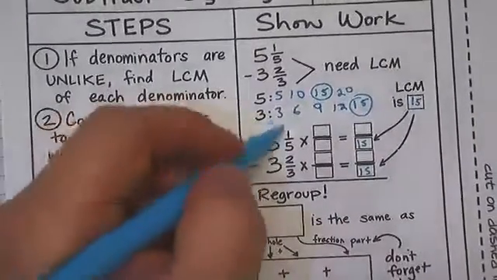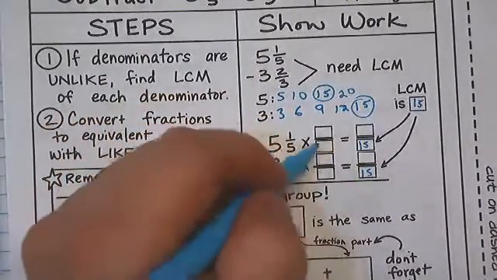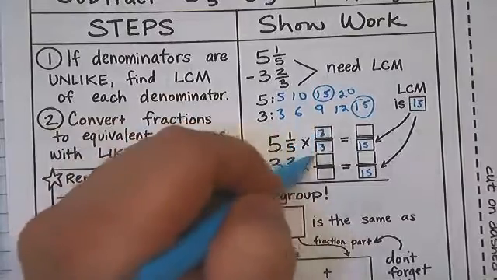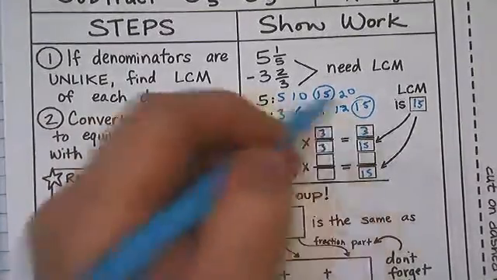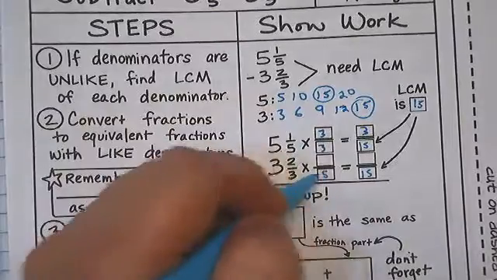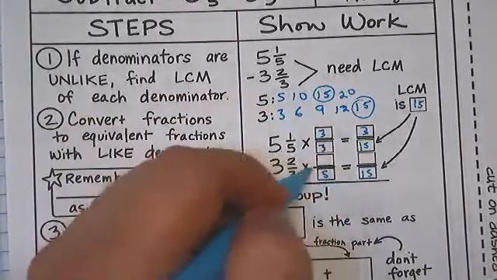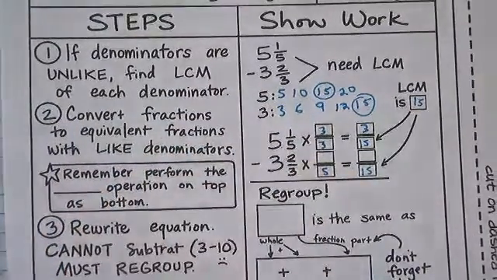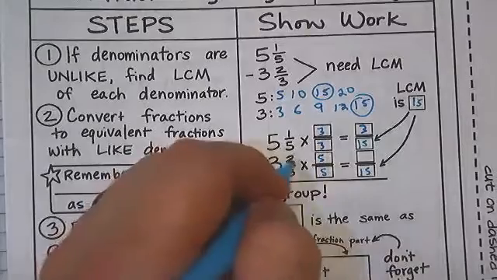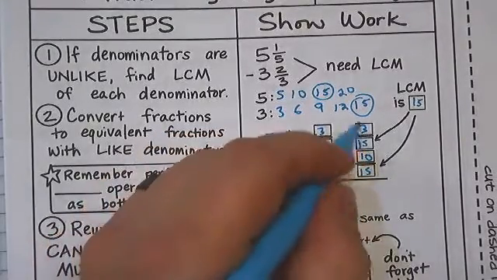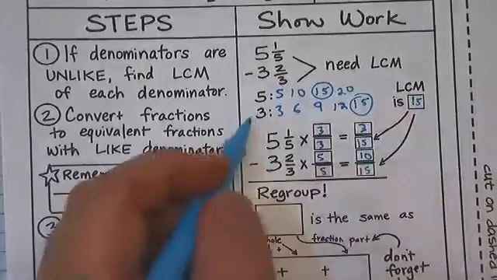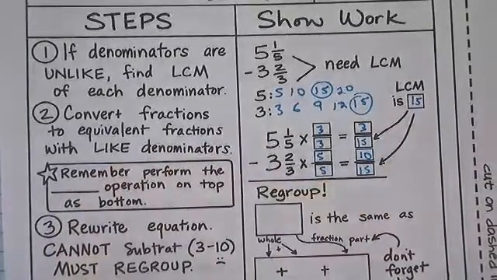So here we had fifths, and we're turning them into 15ths, so we multiply by 3. Whatever we do on bottom, we must do on top. 5 times 3 is 15. 1 times 3 is 3. Here we're multiplying by 5 to get to 15. 3 times 5 is 15. Whatever we do on bottom, we must do on top. 2 times 5 is 10. So 1/5 is the same thing as 3/15ths, and 2/3 is the same thing as 10/15ths.